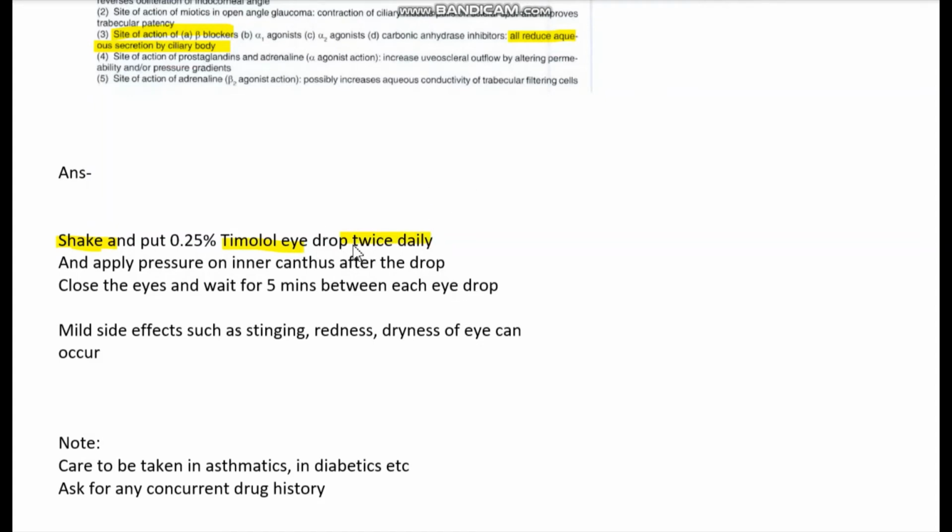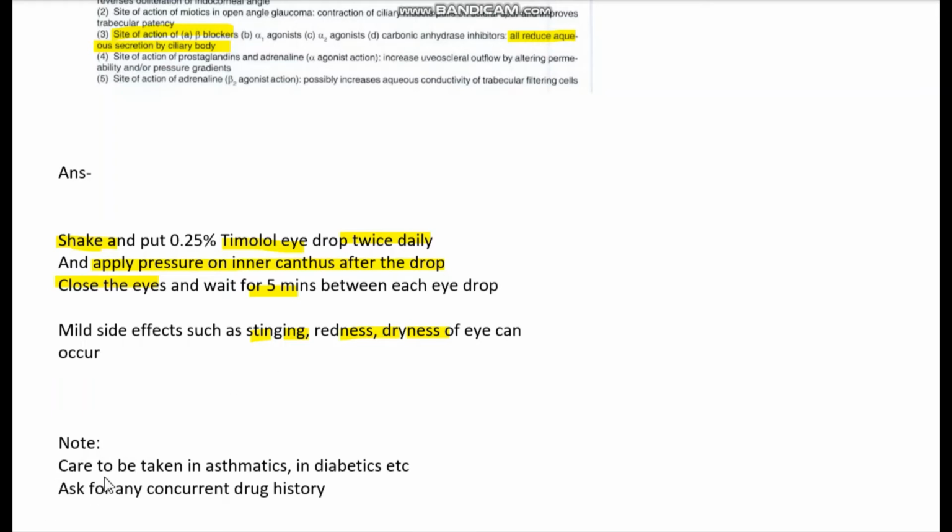So you have to tell about what frequency, when to take, how to take, and then apply pressure on the inner canthus after each eye drop for 5 minutes. You have to apply the pressure on the inner canthus, close your eyes, and wait for 5 minutes before you apply the drop to the other eye as well. Okay, then you'll tell the side effects such as mild stinging, redness, dryness of the eye, which is normal. It will subside after the treatment.